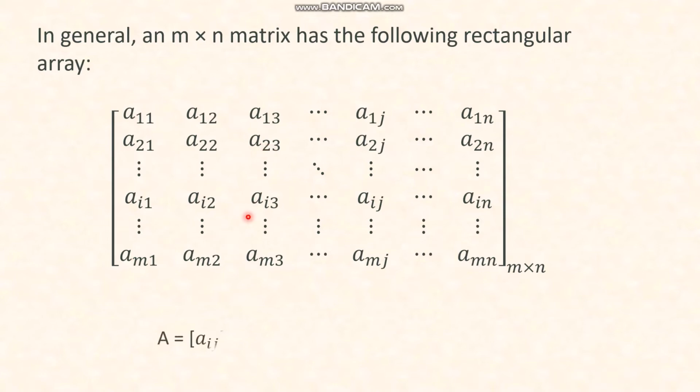So in general, we can write this in this way also. Matrix A equal to aij, where i is varying from 1 to m because there are m rows. The i tells us about the row, and j tells us about the column. So j is varying from 1 to n.